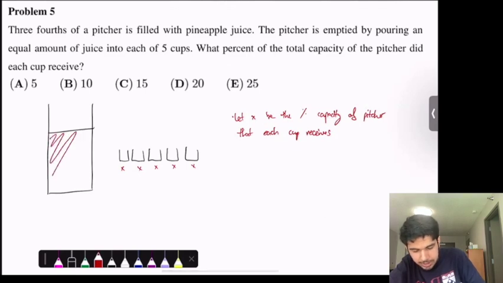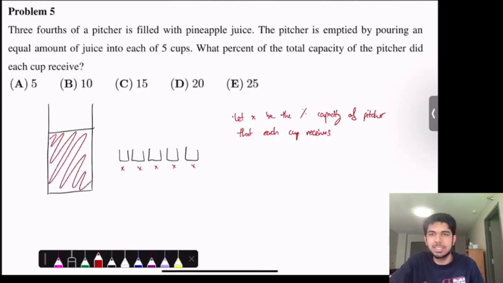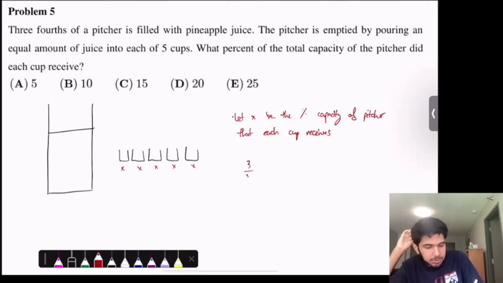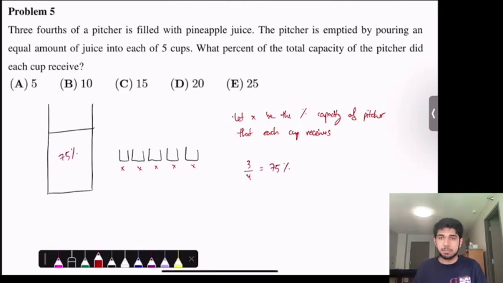And this is how much pineapple juice there is, right? We can't have more than that. We're given that the pitcher is 3/4 filled with pineapple juice. So 3/4 is nice, but that's a fraction, and we want a percentage. So let's change that into a percent, so we're dealing with the same things. We don't want to be mixing percents and fractions. That could be confusing. So 3/4 is equal to 75%. So we'll say this is 75% filled with pineapple juice.